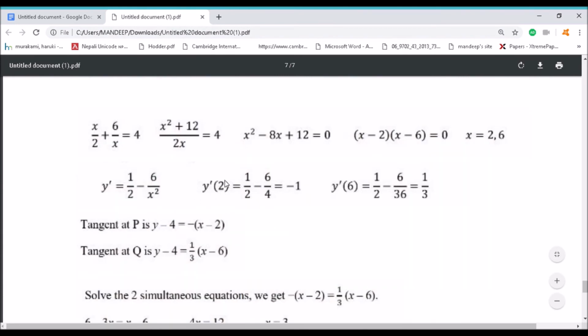So we replace x by the value at P, which is 2. So it's going to be minus 1. So the gradient is going to be minus 1. And at 6, the gradient is going to be 1 over 3.